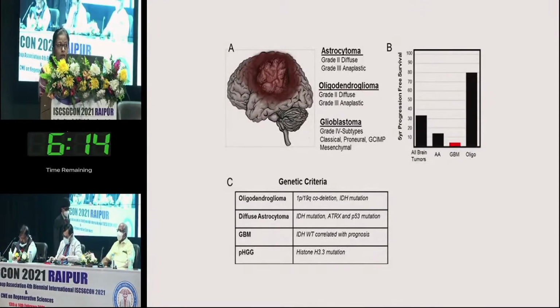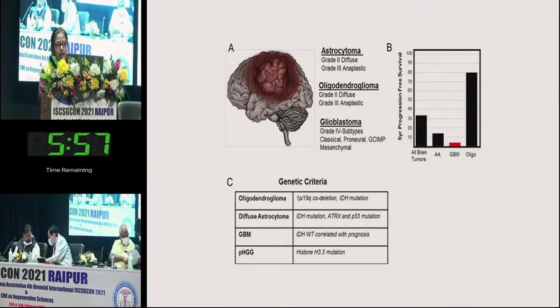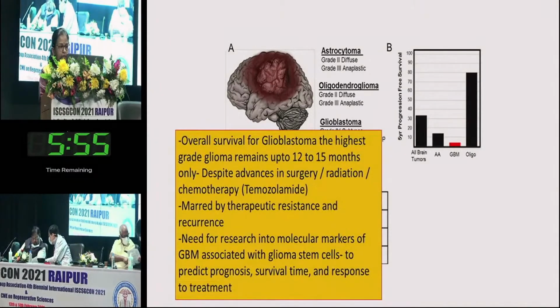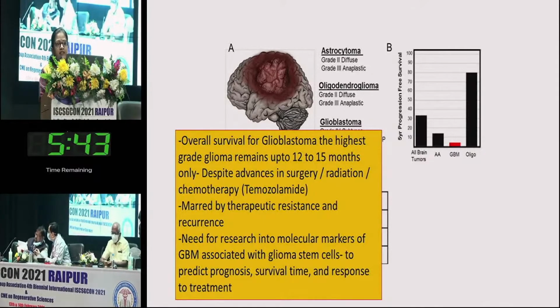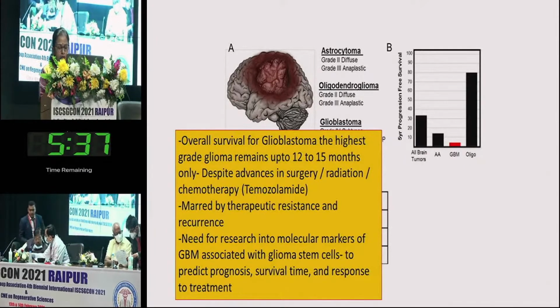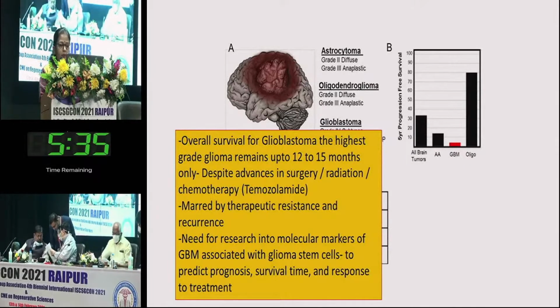What are the common gliomas in the brain? The common gliomas in the brain are astrocytomas, oligodendroglioma, and the highest grade tumor, which is glioblastoma multiforme. As you can see from the survival curve or progression-free survival, glioblastomas have a very low overall survival, only up to 12 to 15 months, despite advances in surgery, radiation therapy, and very expensive chemotherapy that includes temozolomide. Despite all of this treatment, these tumors are marred by therapeutic resistance and recurrence. So there is a need to research molecular biology of these tumors, including the role of stem cells in these tumors, so that it can be targeted and these tumors can be treated better.